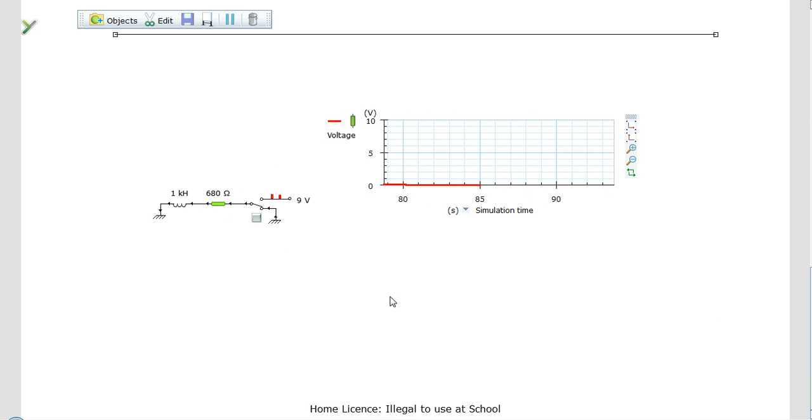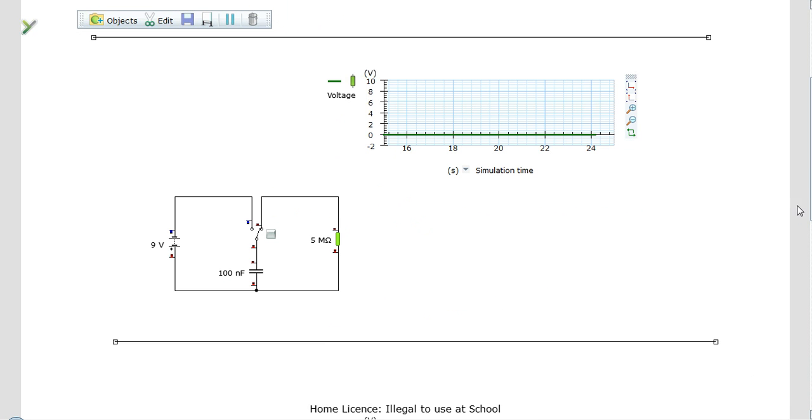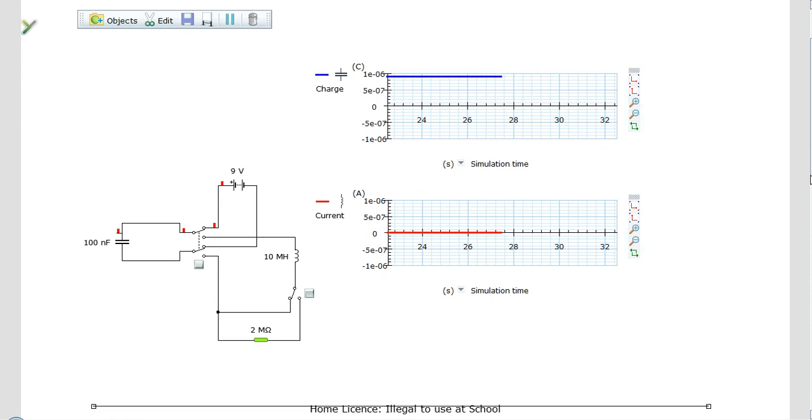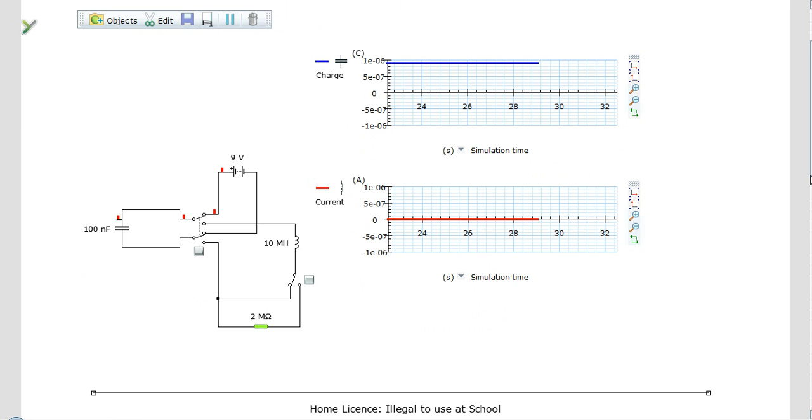Now that we've pretty much finished inductors and capacitors, I'm just going to show you a quick application of the two of them. This is used in a radio when you need to have your whole circuit timed to a specific frequency. How do you do that? Well, you can use a capacitor and an inductor together.